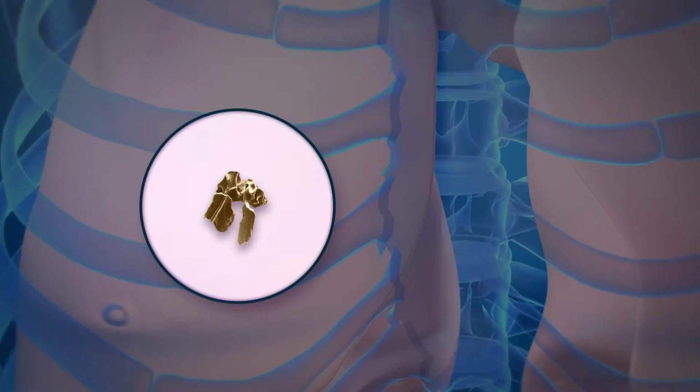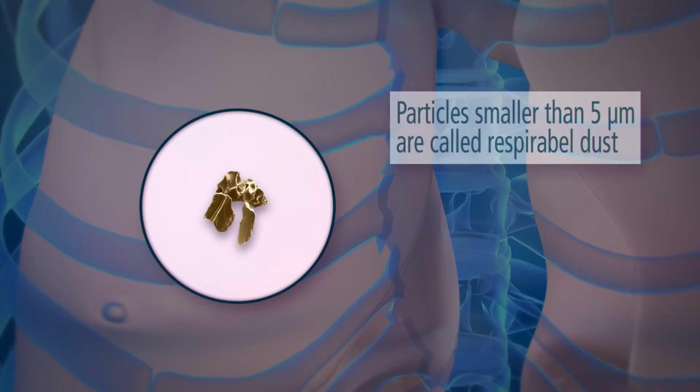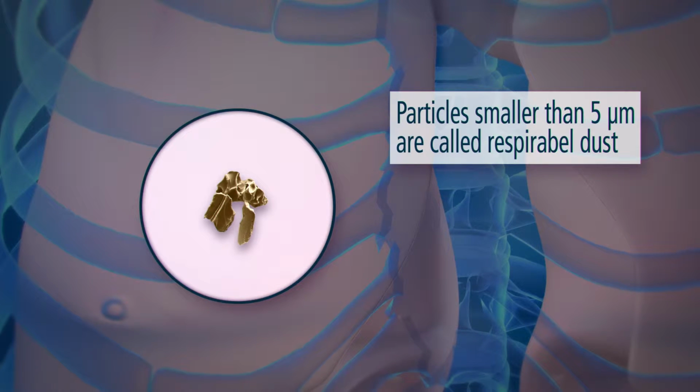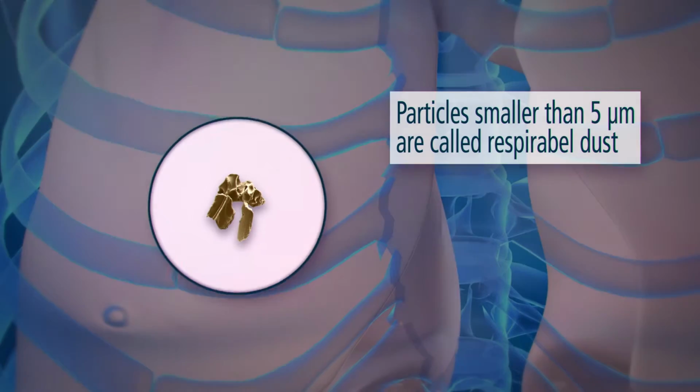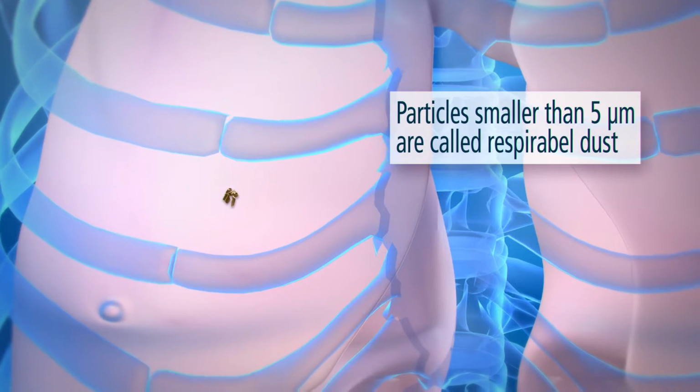Particulate smaller than 5 microns, known as respirable dust, is invisible to the naked eye and will penetrate into the deepest parts of the respiratory system where air moves very slowly. This makes it difficult to exhale the smallest particles.